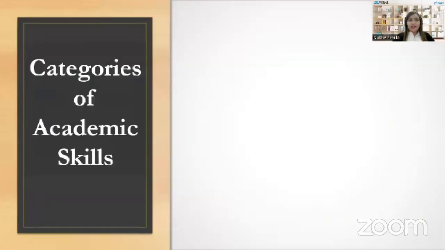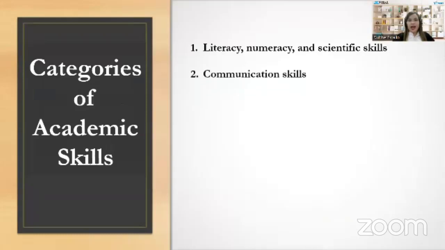Now, depending on the sources that you look up, there could be as many as 12 different academic skills and as few as 3. But we would be presenting academic skills by categories. We'll be lumping together similar academic skills so that it's easier to remember and easier to get to know more about. First category is literacy, numeracy, and scientific skills. Next, we have communication skills. Third on the list are our data analysis and research skills.